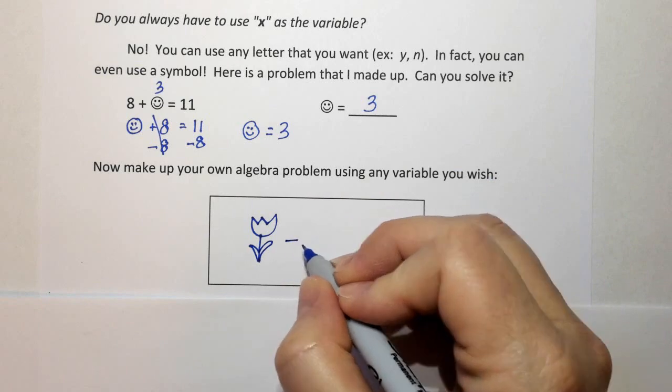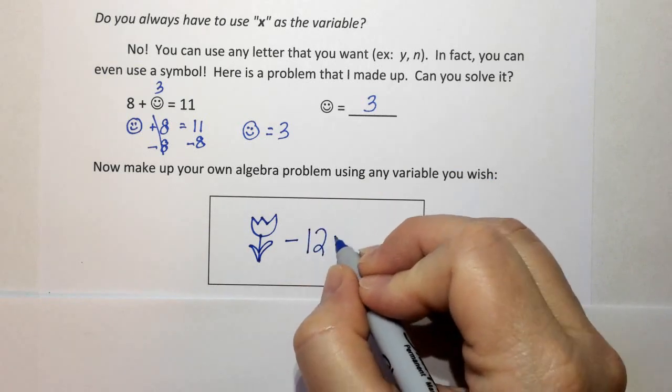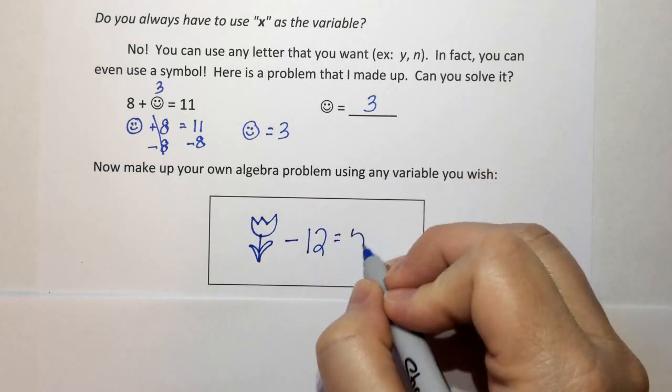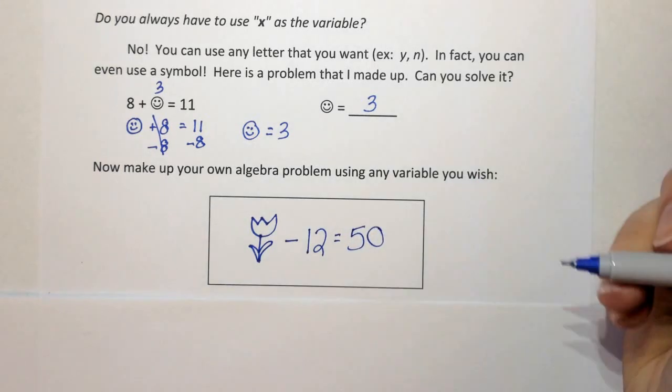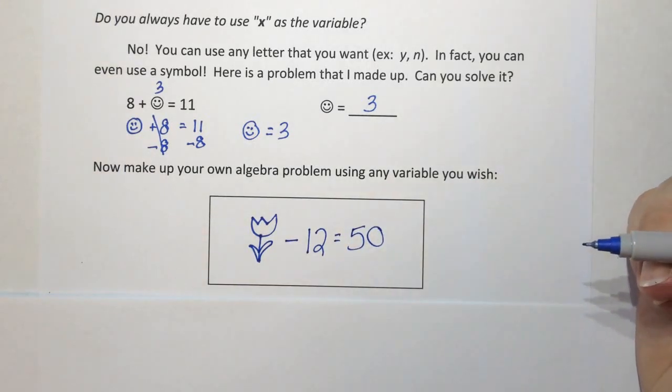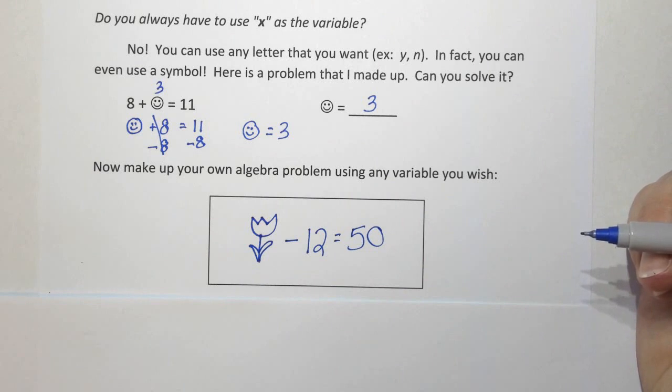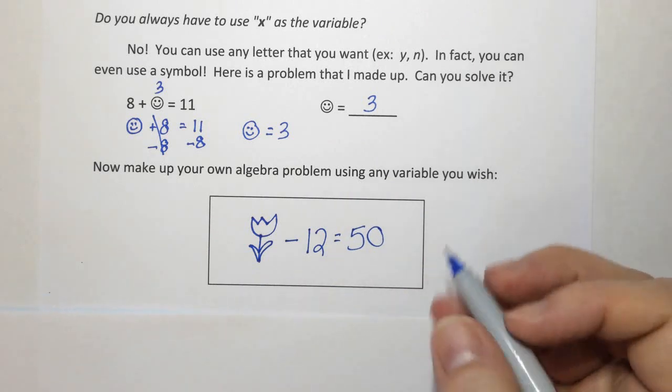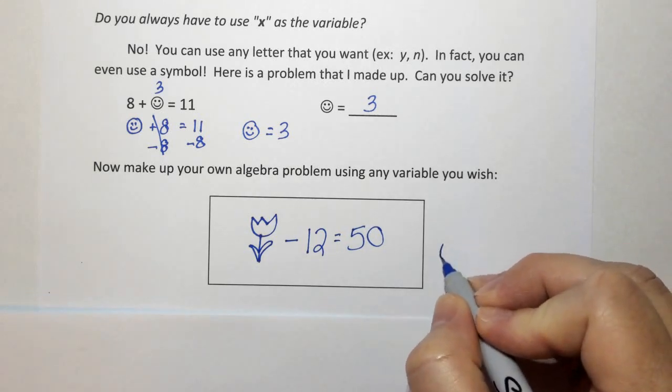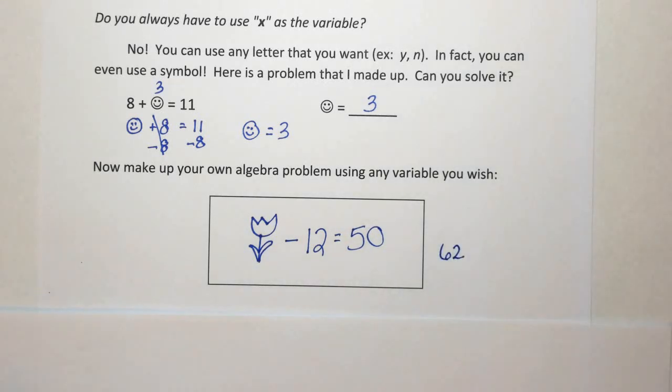How about a tulip minus 12 equals 50? There. So you can go ahead and solve that, and I guess I could tell you the answer. Pause the video if you don't want to hear the answer. But the answer to my problem is going to be 62. Very good.